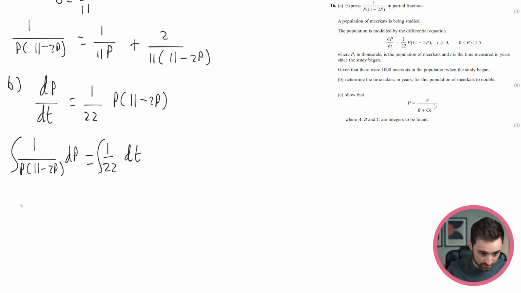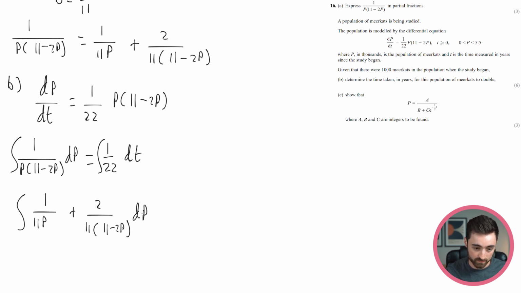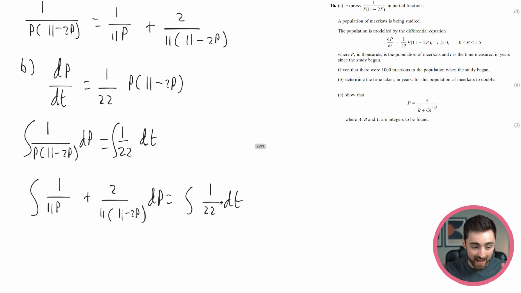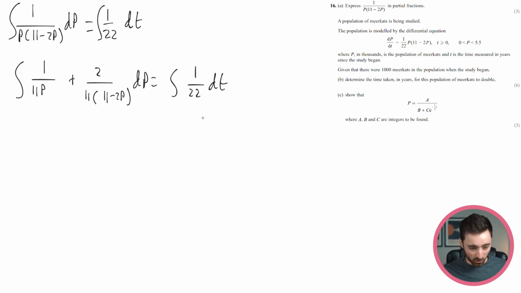We're going to get 1 over 11p plus 2 over 11 minus 2p dp is equal to 1 over 22 dt. Okay, I can integrate both of these terms on the left, but you look at these 11s, right? I've got a 22 here, which is 2 lots of 11. Why don't I just multiply everything by 11 here? I'm allowed to do that because constants, you can kind of take them in and out of integrals. They're not going to affect actually how you do the integration. So I am allowed to just multiply everything by 11 here. That's going to make my life a bit easier, isn't it?